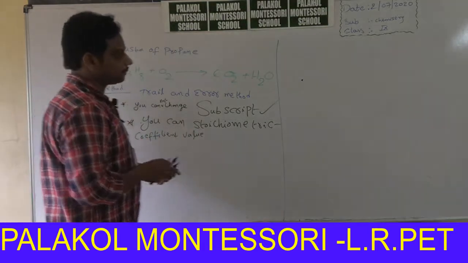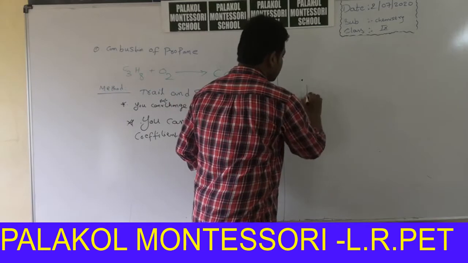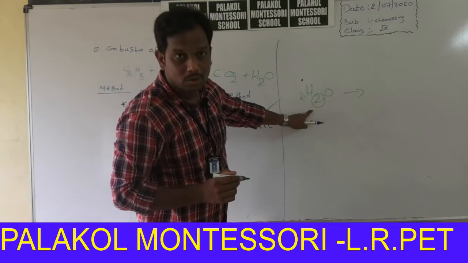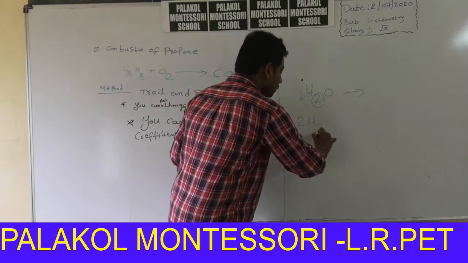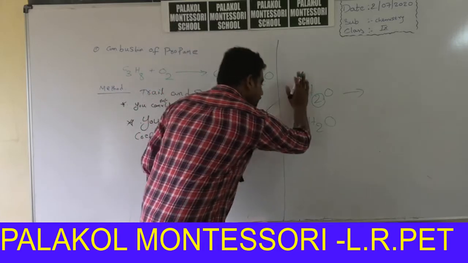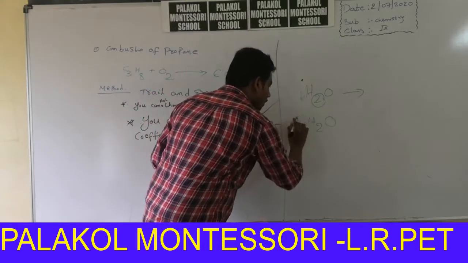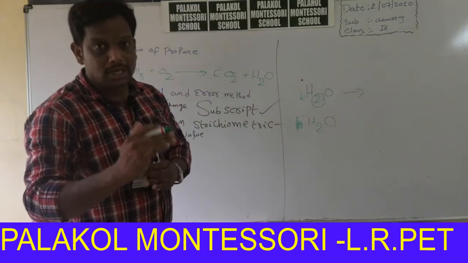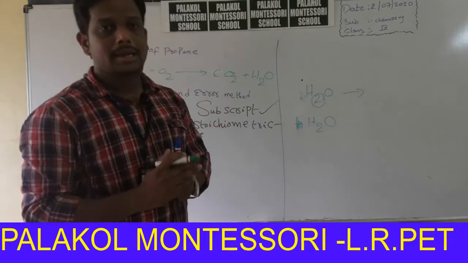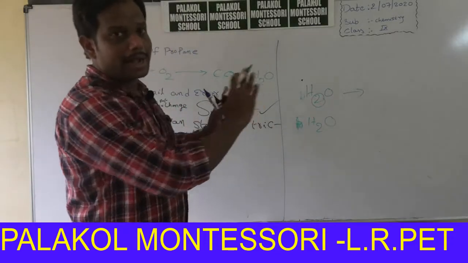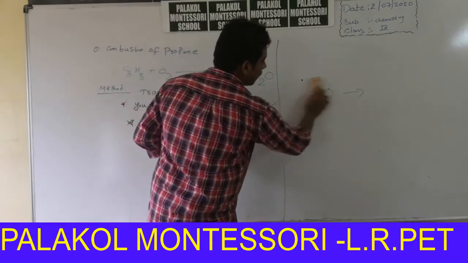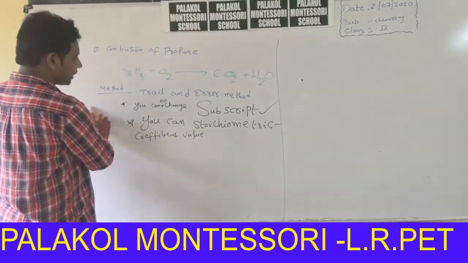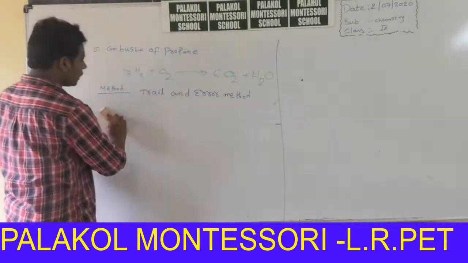For example, this is H2O. There is no right to change this number 2. But whenever you have 2 H2O, you have a right to change this coefficient to 3 or 4 or 5. That means in the trial and error method, we can change the stoichiometric coefficient for balancing different types of atoms on the left hand side and right hand side. It is very important: there is no change in subscript, but we can change stoichiometric coefficients.